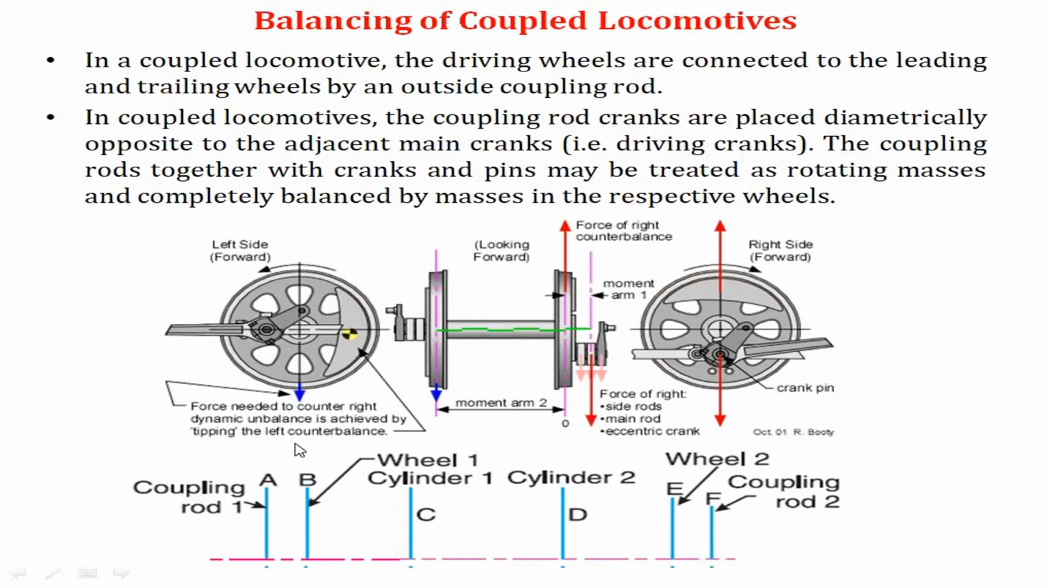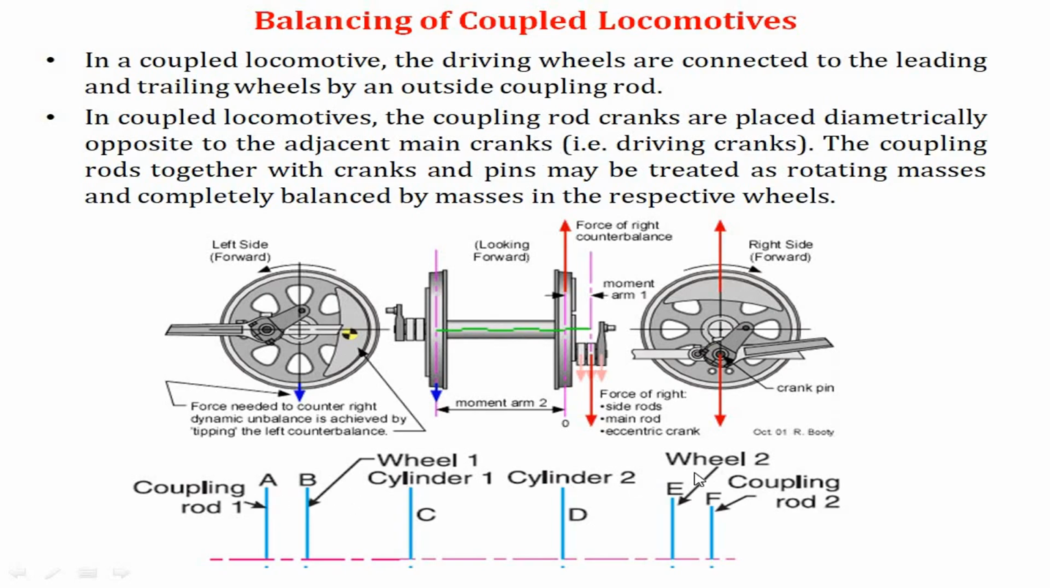Till now, we have gone through the example of uncoupled locomotive. Now we are going to see balancing of coupled locomotive. In a coupled locomotive, the driving wheel and trailing wheels are connected by a coupling rod, and these coupling rods are facilitated by coupling rod cranks. The coupling rod cranks are placed diametrically opposite to the adjacent main cranks.